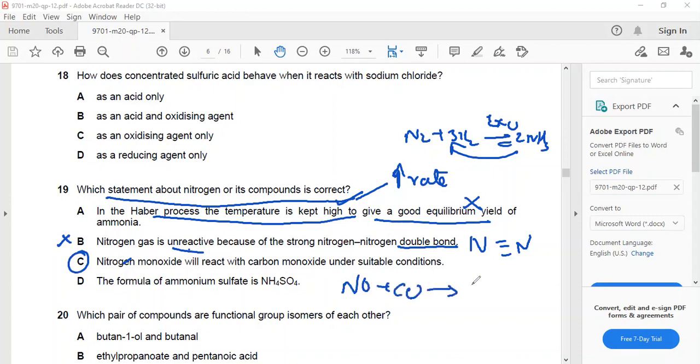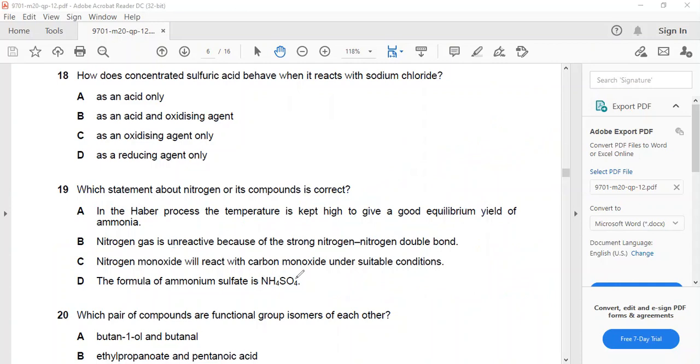In O level we also study this reaction in the catalytic converter, plus carbon dioxide. The formula of ammonium sulfate is wrong. The formula of ammonium sulfate is not this actually. Ammonium has +1 and sulfate is -2.